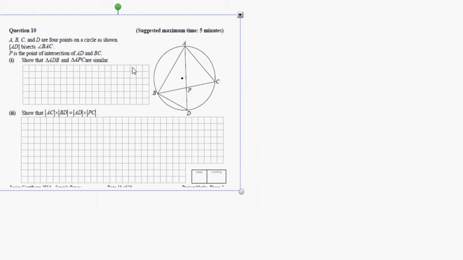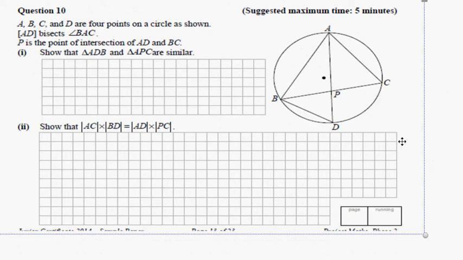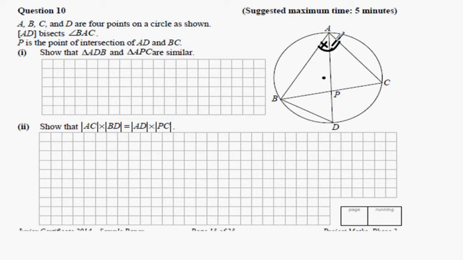Now, question 10. A, B, C, D are 4 points on a circle as shown. AD bisects BAC. So where's BAC? BAC. So that means that this angle here is the same as this angle here. They're both the same angle. Show that ADB, and we've got to make sure we know our targets here.